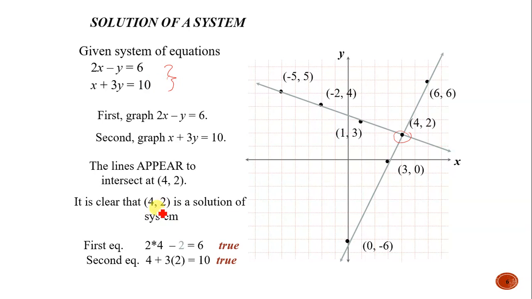So why is this the solution of the system? Because it satisfies both these equations. When we substitute x as 4 and y as 2, these two equations become true statements. So this is the solution of this system. Here we can see that these two straight lines intersect at one point, so this solution becomes the unique solution of this system of linear equations.